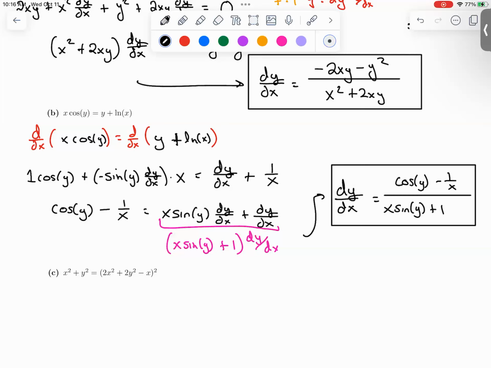And so you can see what I mean. This equation wasn't very symmetric at all, and so the answer doesn't end up being symmetric at all. This next one looks a little symmetric: x squared plus y squared, and then inside the parentheses, 2x squared plus 2y squared minus x. So it might be a little symmetric. We're not sure, but it probably should be a little bit.